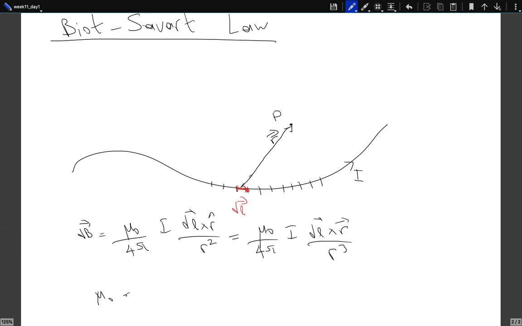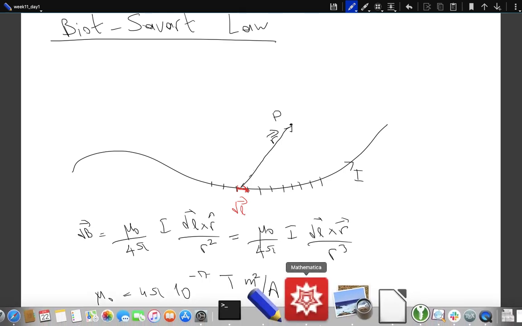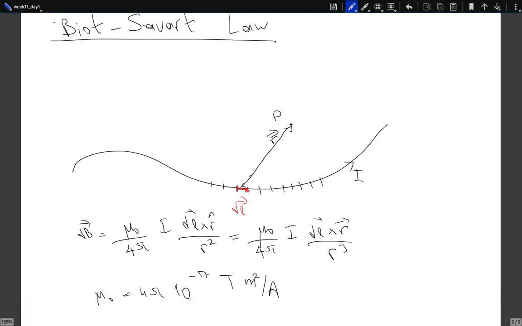Well, because mu0 is 4 pi times 10 to the power minus 7 Tesla meters per ampere. Well, you see, this is the way we define it. What we measure is that this coefficient over here should be 10 to the power minus 7.